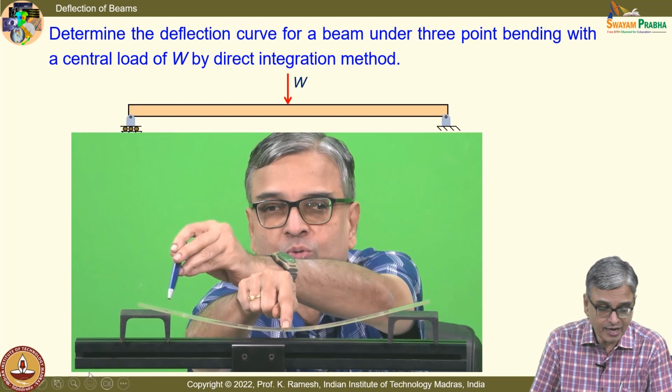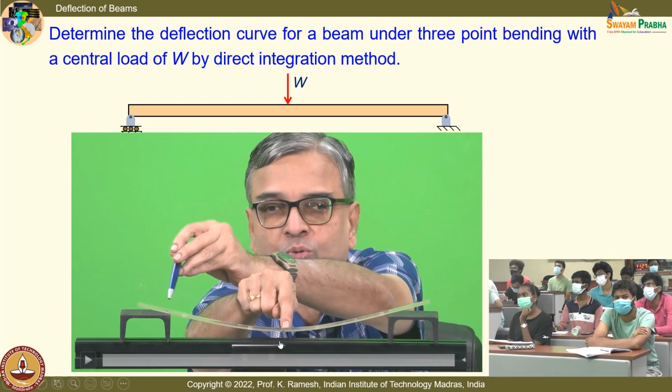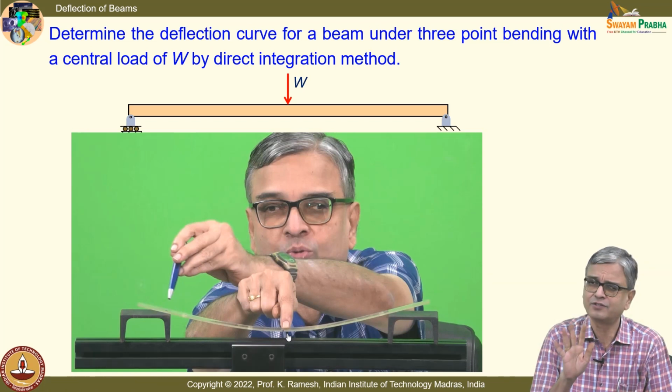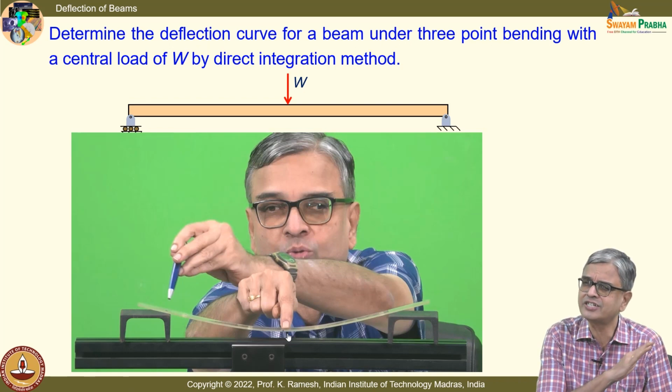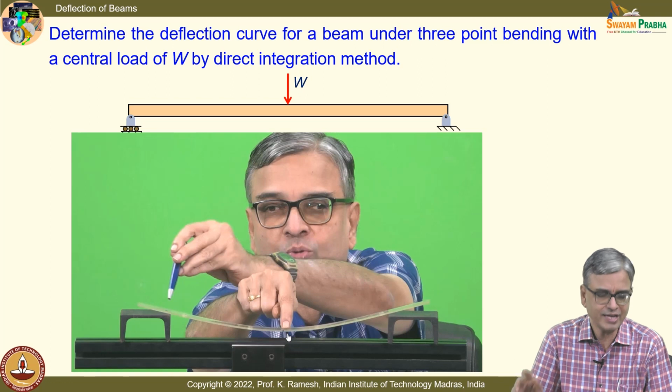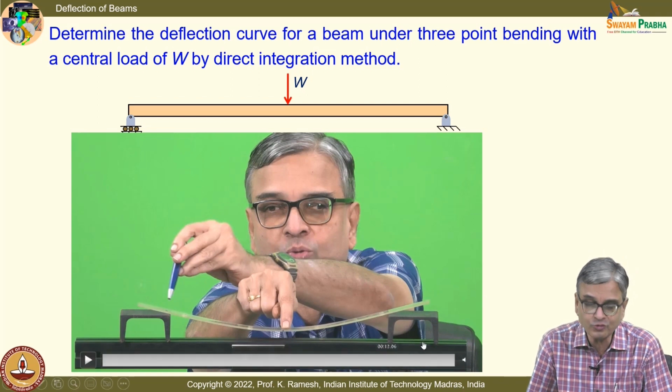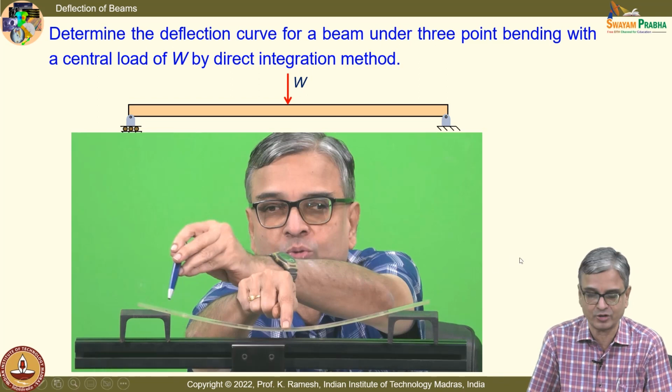What can you say at the load application point? Slope is 0, but I have deflection. If you understand this, if you look at the beam like this, the chapter is extremely simple. Okay, and you should visualize how the beam can bend. That is very, very important.